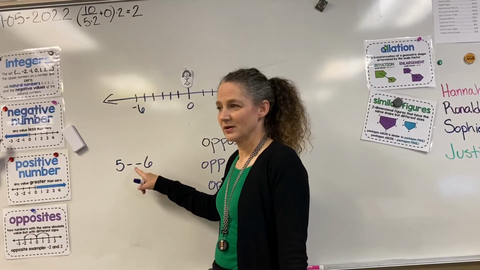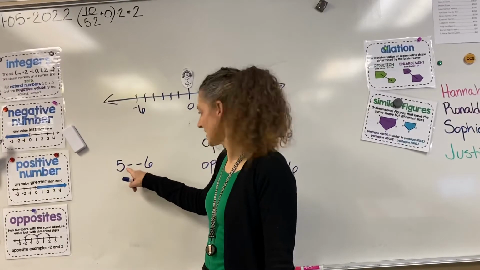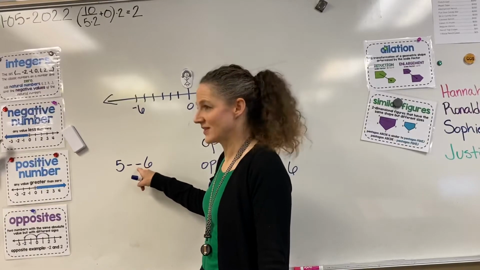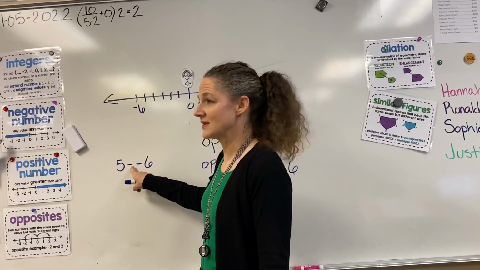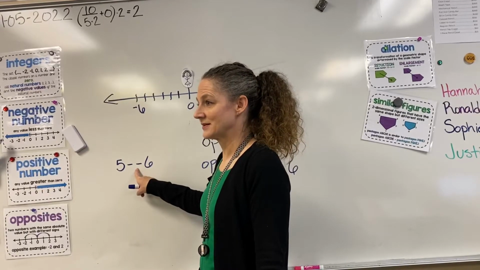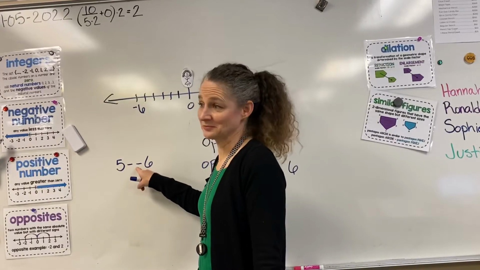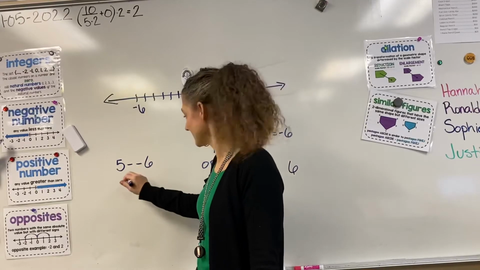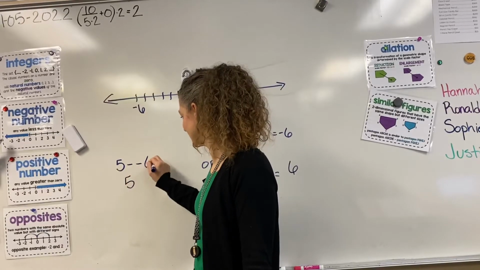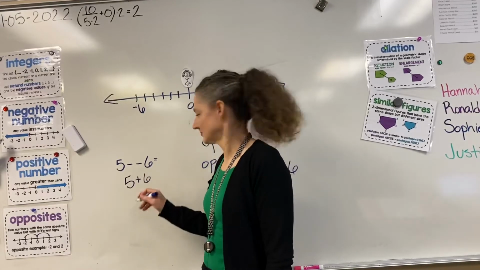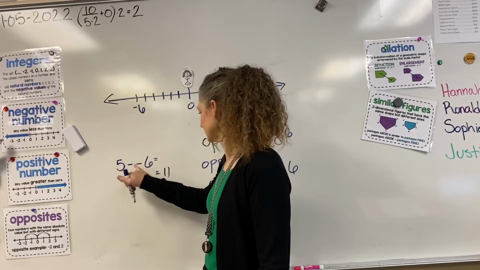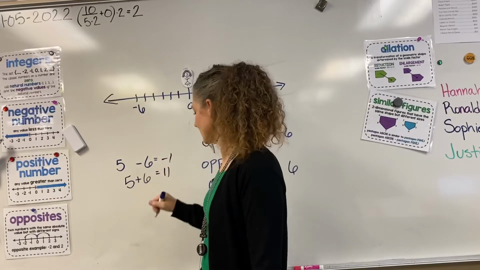What's the opposite of subtracting? Adding. So it's 5 plus 6, which is 11. What's the opposite of a negative? A positive. So it's 5 plus 6. It's 11. But if you take away one of the minus signs, then it's -1.